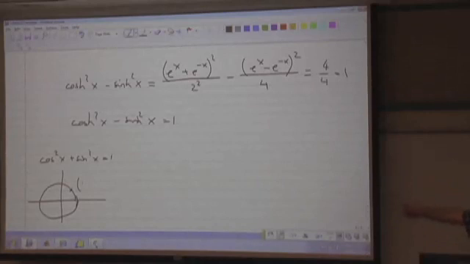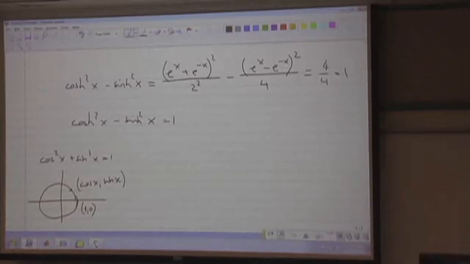What's sine of 0? Sine of 0 is 0, right? So if you look there, this point here has coordinates 1 and 0, which means this has to be cosine of x, sine of x. Does that make sense? Do you remember why? Okay, cosine always goes first, alright?